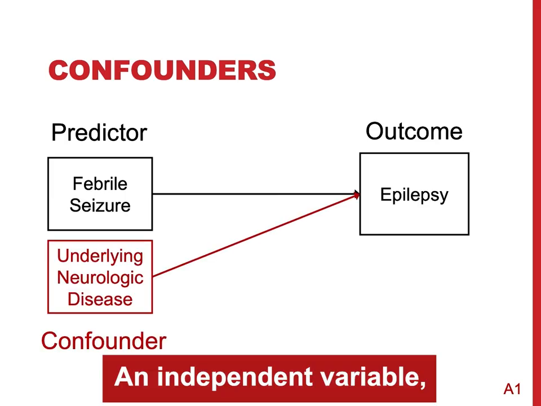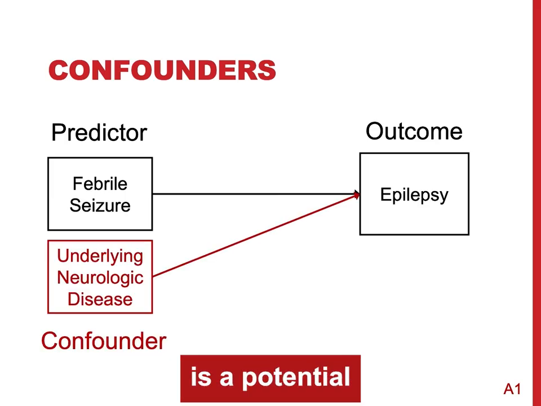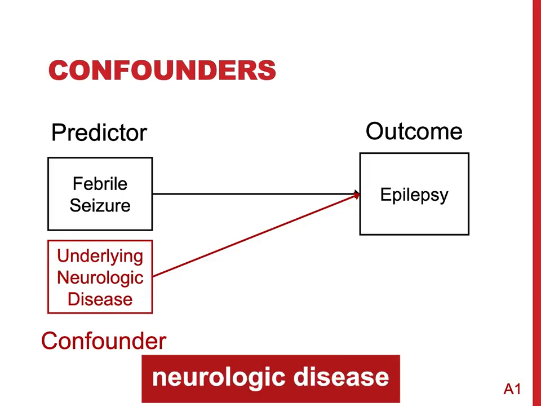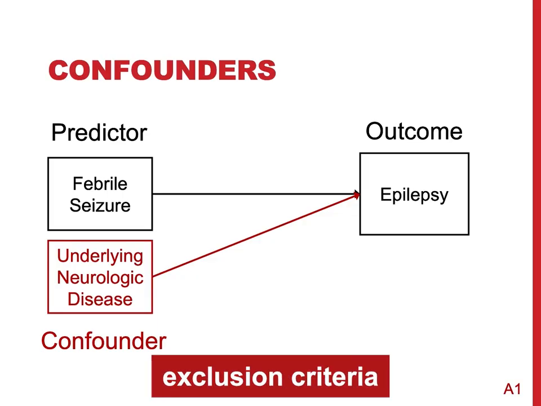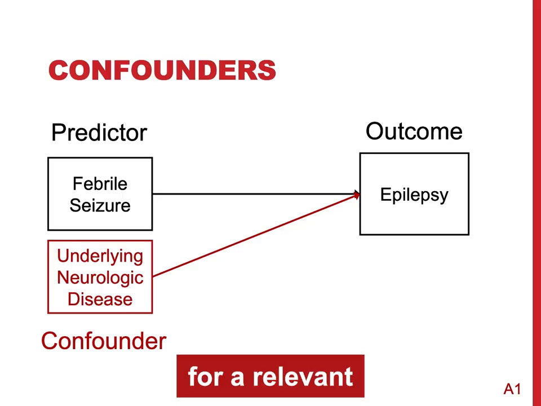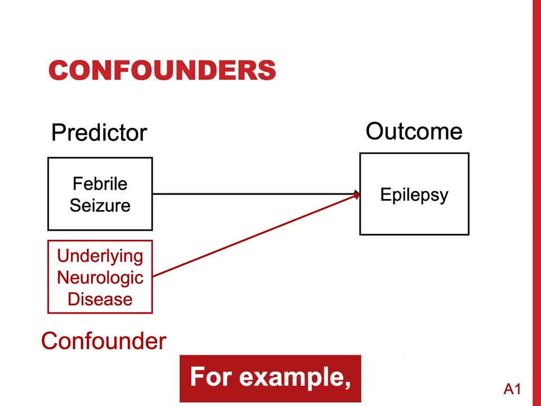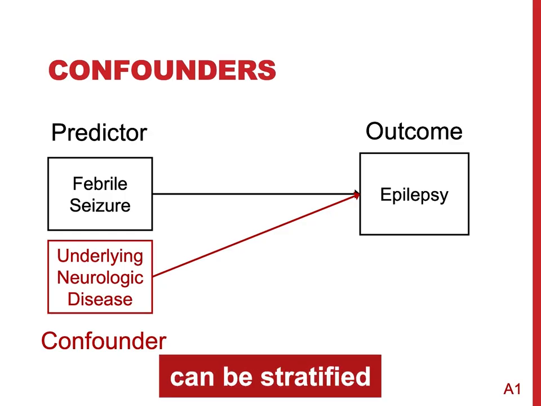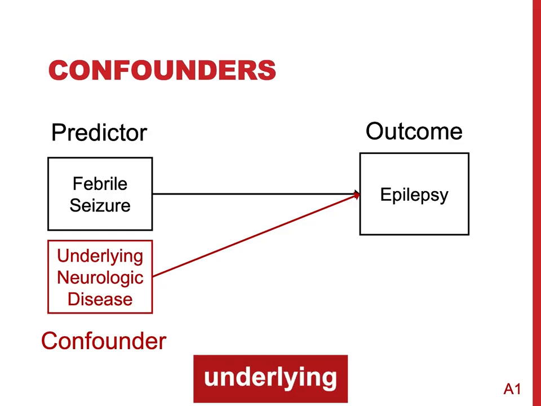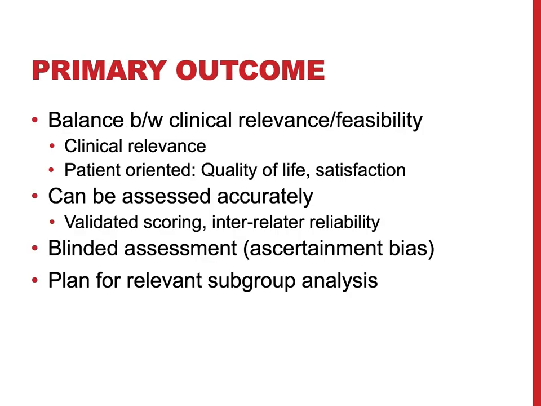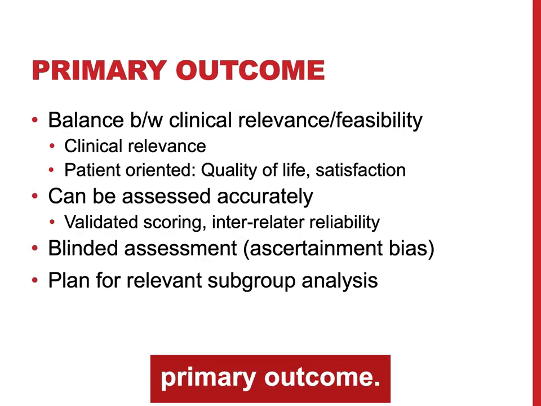An independent variable, underlying neurologic disease, is a potential confounder for the development of epilepsy. Underlying neurologic disease could be an exclusion criteria or could serve as the basis for a relevant subgroup analysis. For example, the development of epilepsy in those with and without febrile seizures can be stratified into those with and without underlying neurologic disease. The dependent variable is the primary outcome.